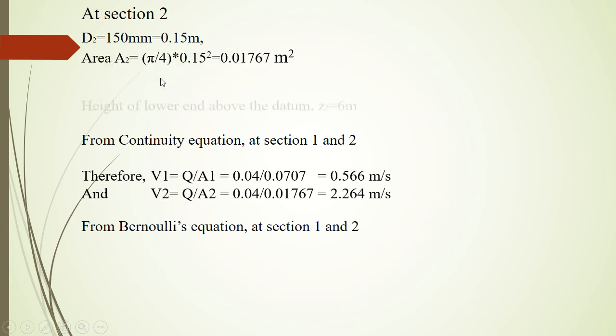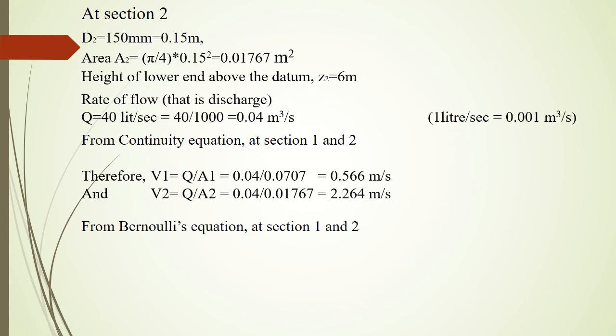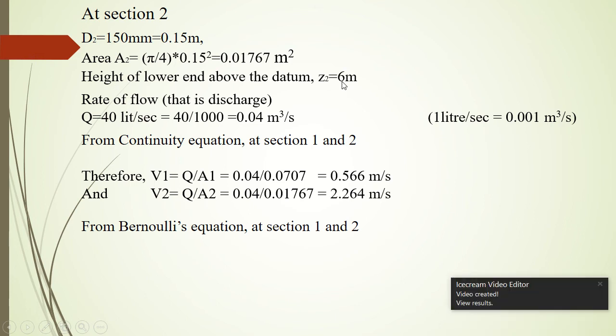Okay, so now he has given some data related to the section 2, right? So here in the section 2, what he has given is the diameter D2, right? So he has given the diameter D2 is 150, so it is going to be 0.15 meter. So area is nothing but pi by 4 d2 square, that is 0.15 meter square. So A2 is equal to 0.01767 meter square. He has also given this height, right? So that is Z2, right? It is 6 meter, right?